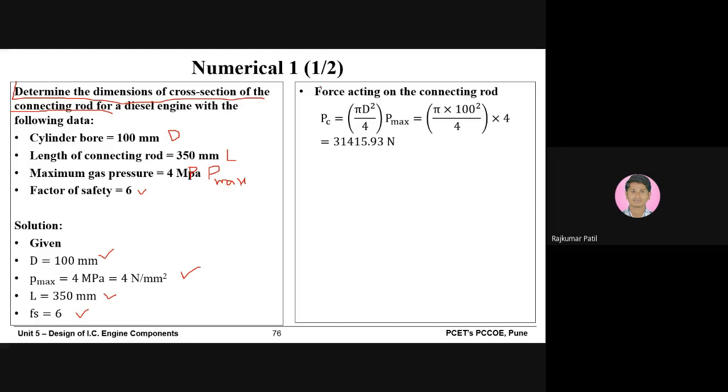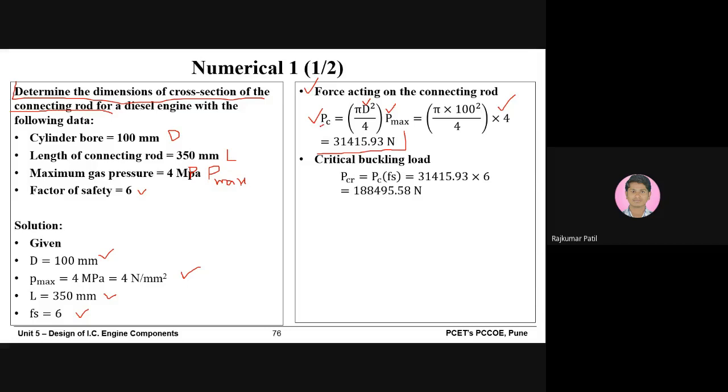So first step, force acting on the connecting rod. We have this formula: PC, force acting on connecting rod, is equal to pi by 4 into D square into P max, where D is given as 100 mm, and P max is also given as 4 Newton per mm square. Put all the known values into the equation and you will get PC as 31415.93. So you get the value of force acting on the connecting rod.